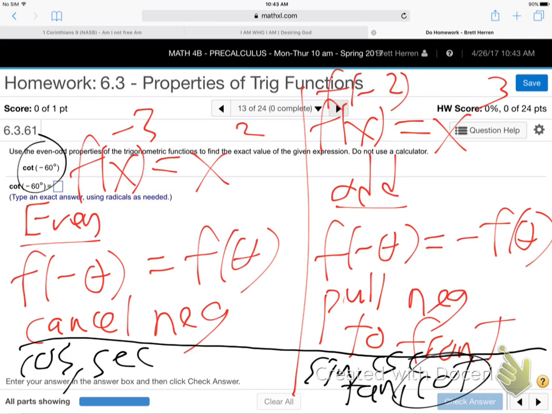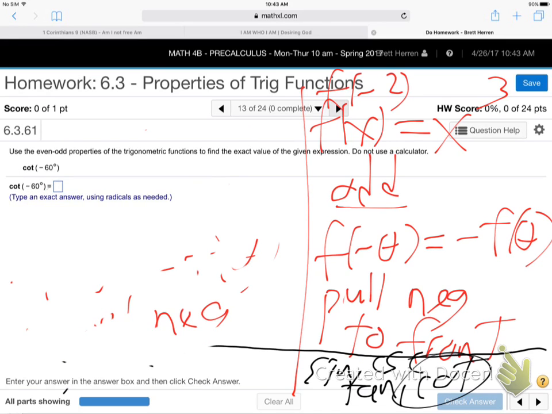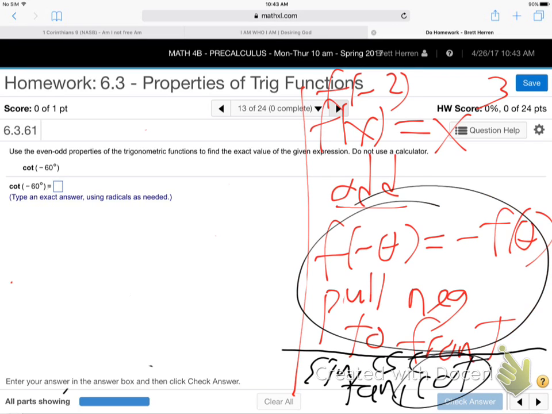So what does all that mean? Cotan is odd. Let me erase this. And let's do something about it after all that theory talking. So cotan is odd. What does that mean? When you're odd, what can I do? What does it say over here that you do with the negative for an odd function like cotangent? Pull it to the front. So that means it's negative cotan of regular 60.